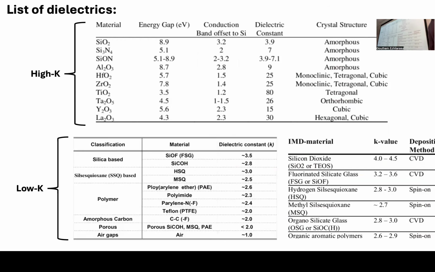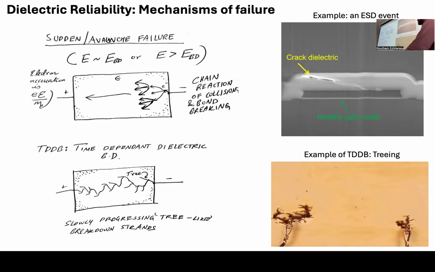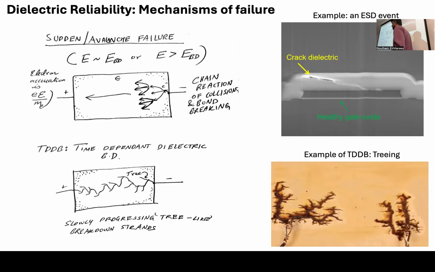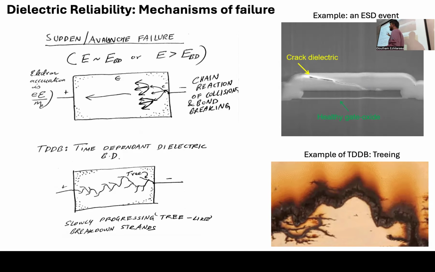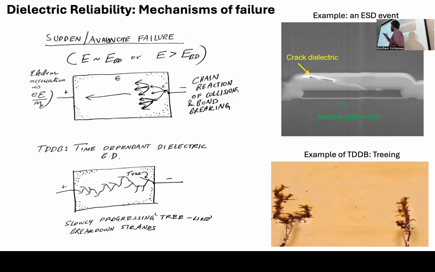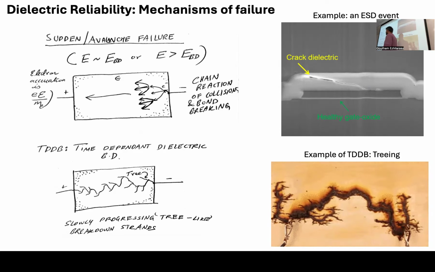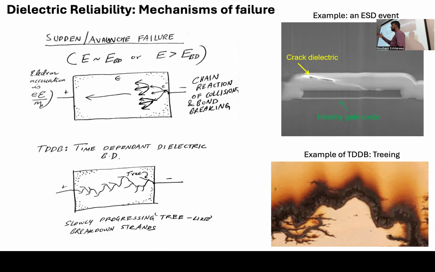So now, once we've talked about dielectrics, let's talk a little bit about breakdown mechanisms of dielectrics, right? So we talk about how dielectrics fail. There are many failure mechanisms, but I'm going to focus mainly on two kinds. One is an instant failure, which happens when the electric field is higher than the breakdown field. And then there's a time-dependent failure, called time-dependent dielectric breakdown, which can happen at a field lower than the breakdown field.